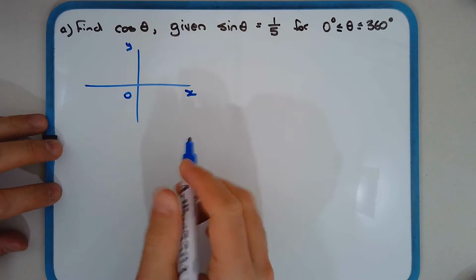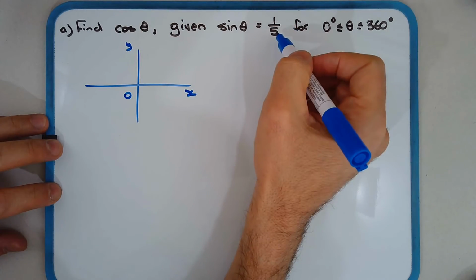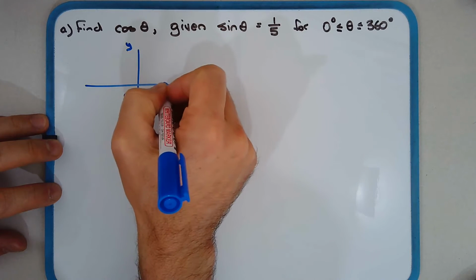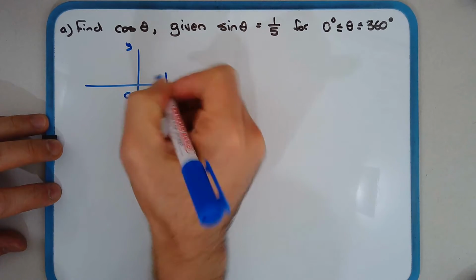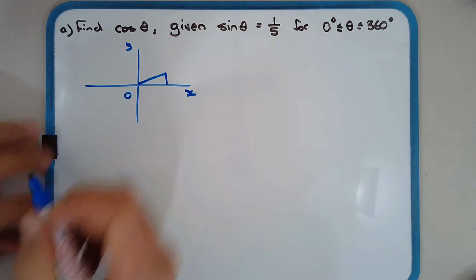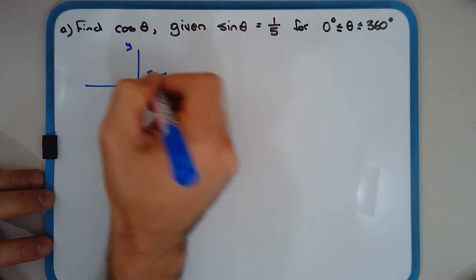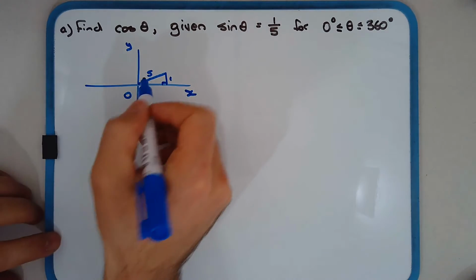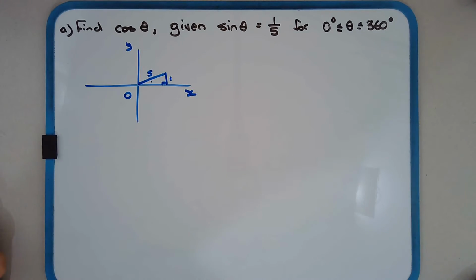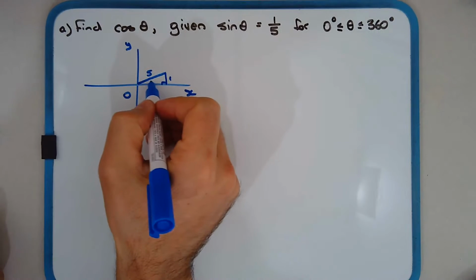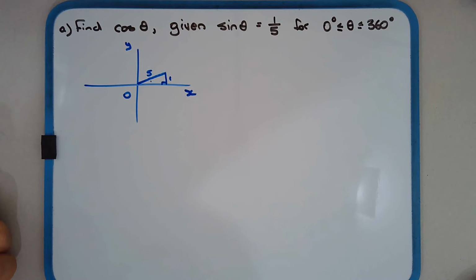So 1 on 5, that's opposite over hypotenuse. Opposite might be 1 unit and the hypotenuse is 5. And there's our theta in there. Sorry, it's only a very small diagram, but just imagine there's our theta there. So we want cos of theta.